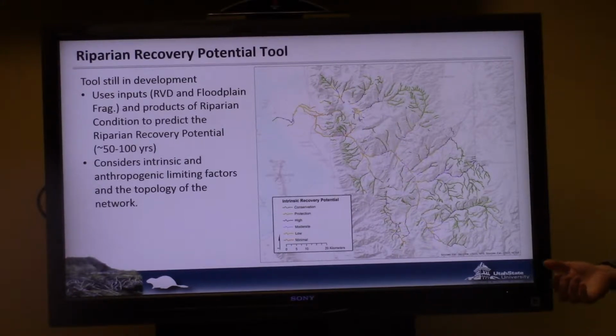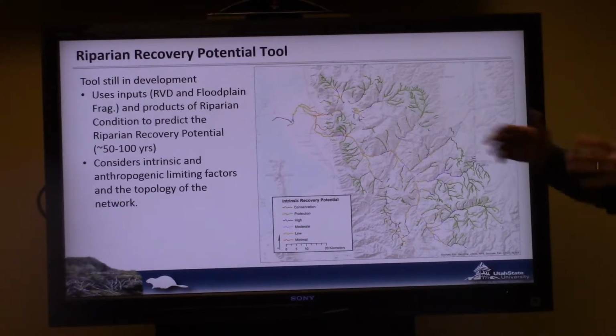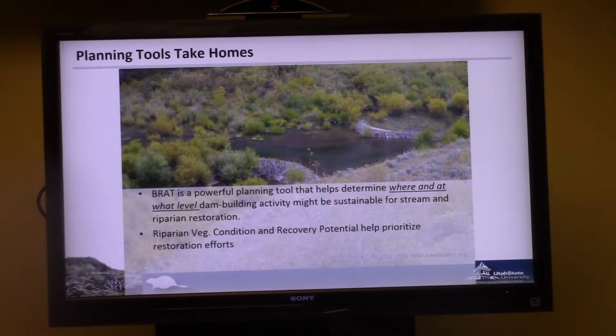It considers the inherent properties of a site and its natural capacity for adjustment over time, versus the anthropogenic limiting factors and the network topology. If I've got a good condition reach right downstream from a completely hammered section, the recovery potential is going to be different than if it was right downstream from another good condition reach. So we consider all those different kinds of things. We're doing a test right now in the Weaver on this. Anyway, these are what we think to be pretty powerful planning tools that can be useful in restoration planning, as well as other management efforts within your watershed.